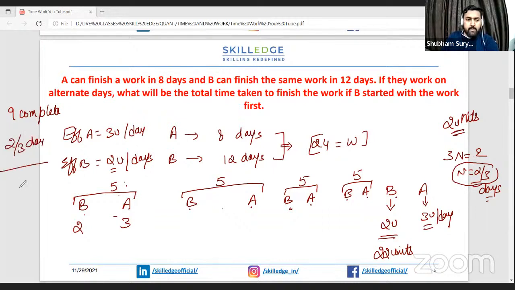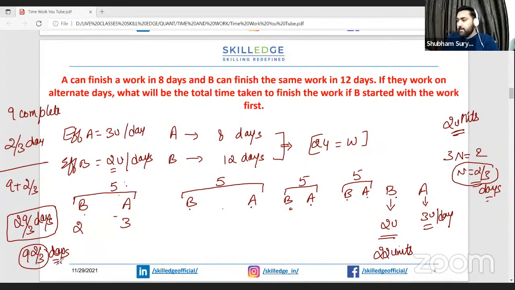This much is required. You can just add them. 9 plus 2 by 3 is how much? 9 3s are 27, 28, 29. So people who have answered that it takes 29 by 3 days to complete the work, that's correct, guys. Or you could have directly mentioned it in the form of a mixed fraction. The answer is going to be 9 2 by 3 days. Okay? 29 by 3 is correct and 9 2 by 3 is also correct, guys. So 1, 2, 3. 3 people have answered the question correctly.